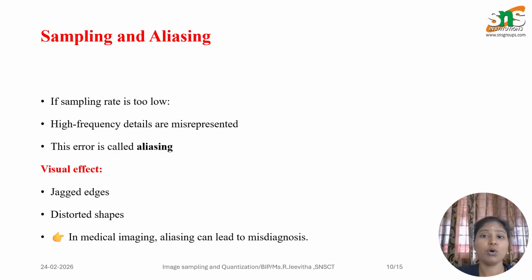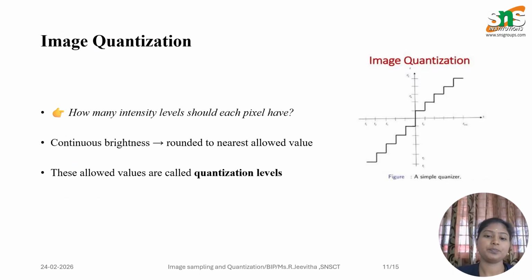Now let us see what happens if sampling is too low. If sampling frequency is insufficient, high frequency details are misrepresented. This error is called aliasing. Visual effects include jagged edges and distorted object shapes. In medical imaging, aliasing can be dangerous because it may hide or distort disease features.